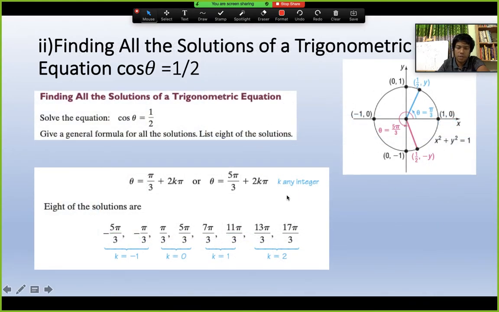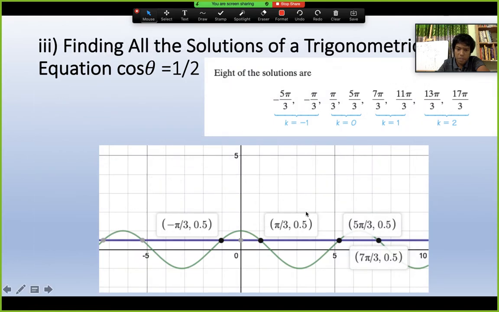K has to be some integer, that's why. And I have the picture why that is correct. I mean, why we said that there are many solutions. The reason is, if you look at the graph of the cosine function, cos theta graph, this is the graph of cos theta, and half.